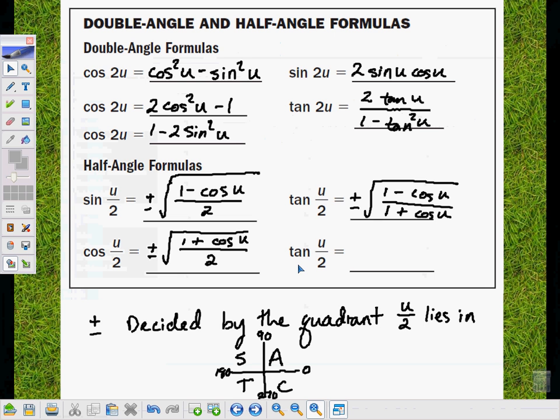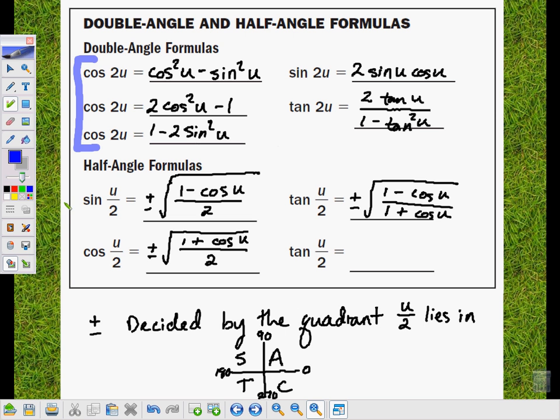So I have gone ahead and pre-written out the double and half angle formulas, the first group being the double angle formulas. Worth noting here is that there are three variations of the cosine double angle formula depending on which information you are supplied with. For instance, if I was given the cosine and the sine of the angle, I would choose the first one. If I was given just the cosine, I would choose this second one. Or if I was given just the sine, I would use the third one.